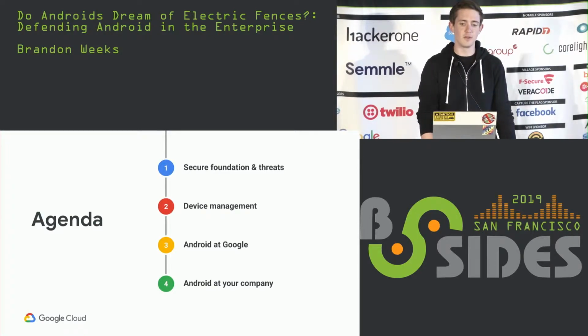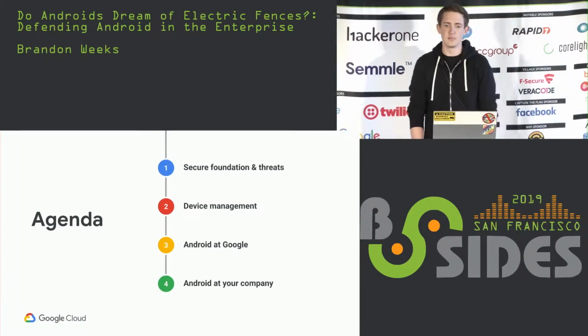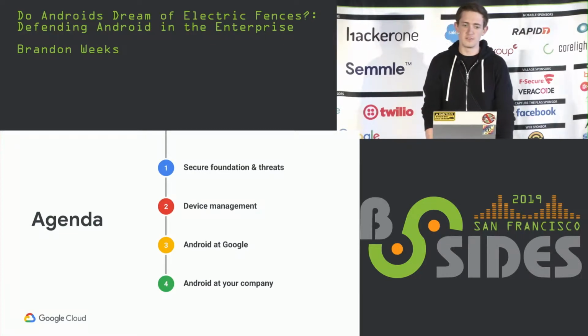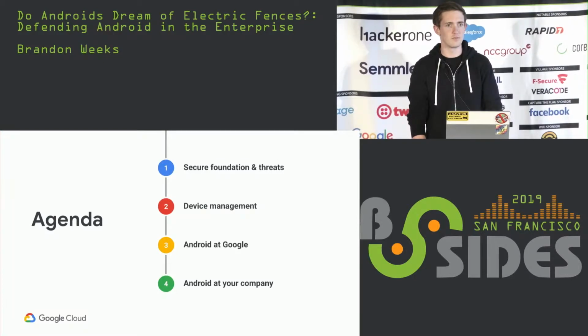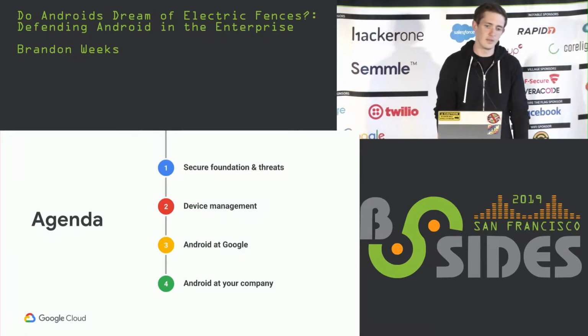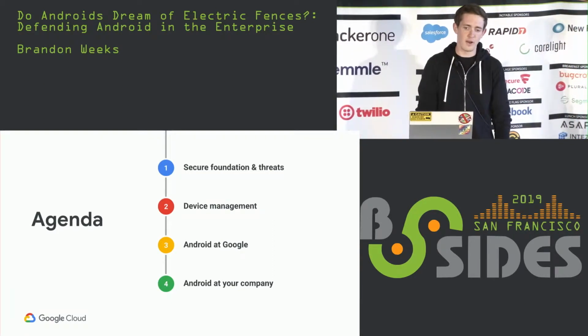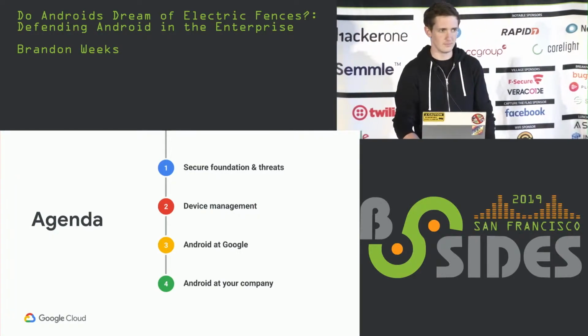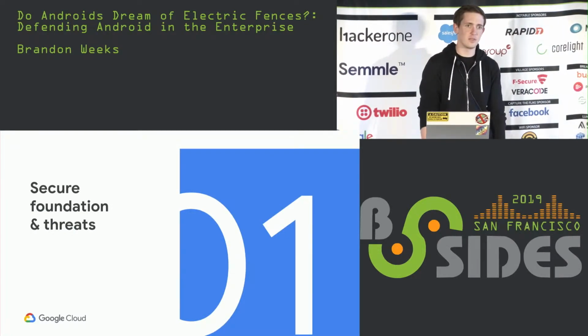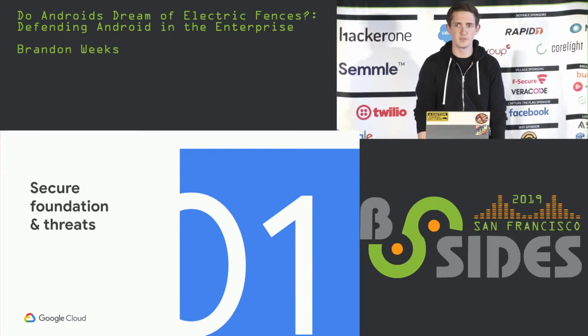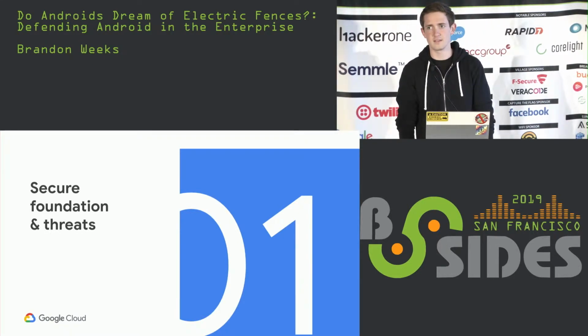First, I will discuss the properties of a secure Android device and some of the threats mobile devices face. Next, I'm going to give a brief introduction about the functionality provided by Android for management. Then I will give you some insight into how Google secures our own devices using this functionality. And finally, I will talk about how you can begin improving management of your own devices. Throughout this presentation, I'm going to focus on three themes of Android security: foundations of a secure device, physical access attacks, and malware.